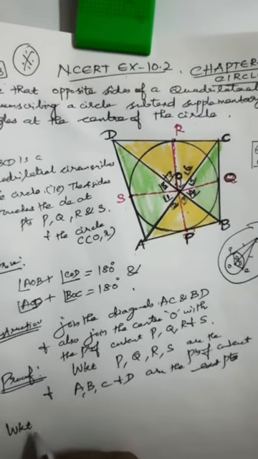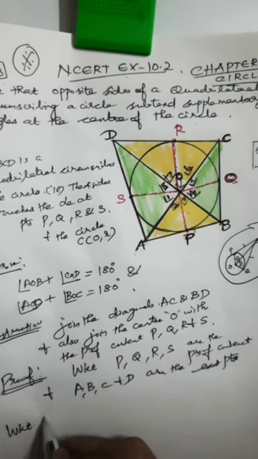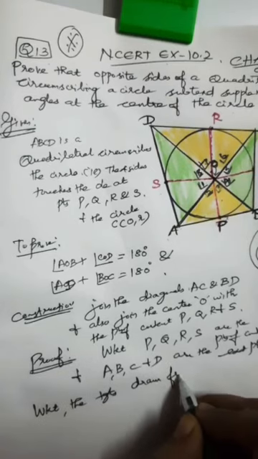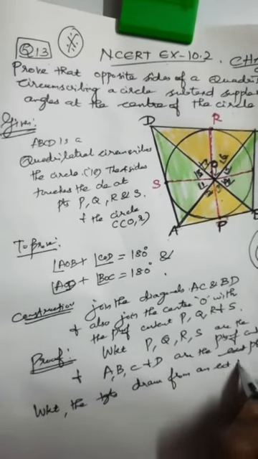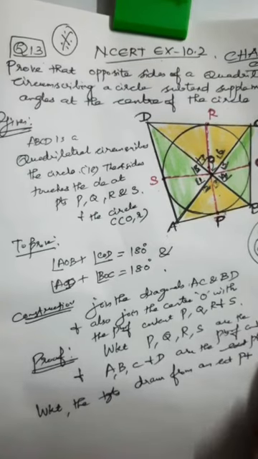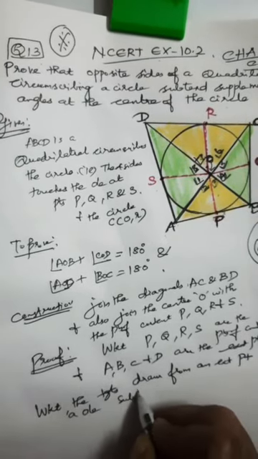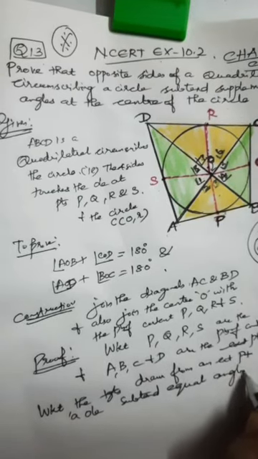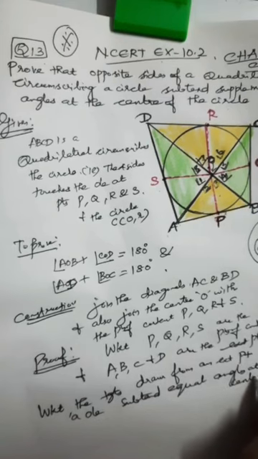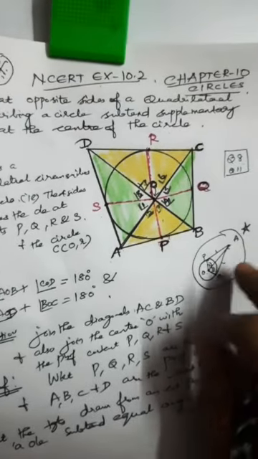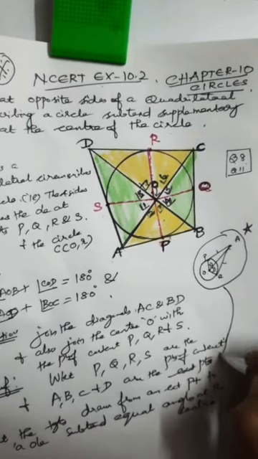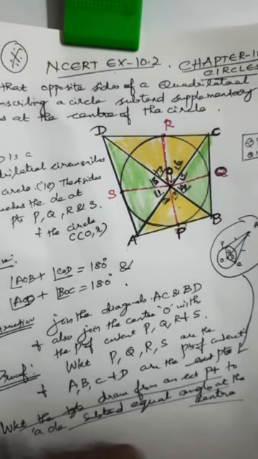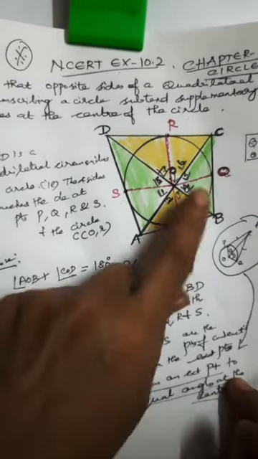We know that the tangents drawn from an external point to a circle subtend equal angles at the center. So that's what I explained here. So only this we are going to make use of. You can underline this property we are going to use, and we are going to prove this.